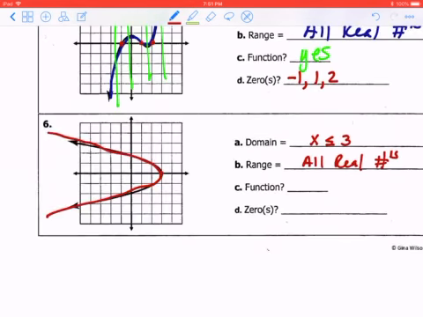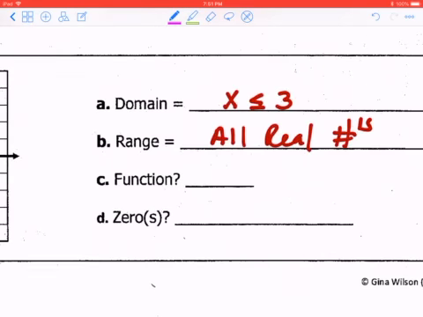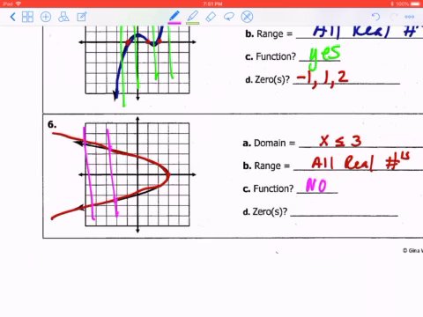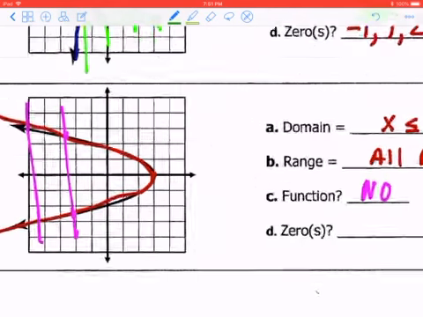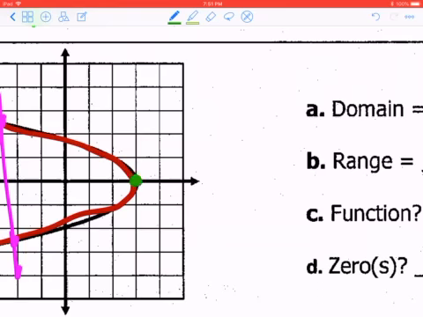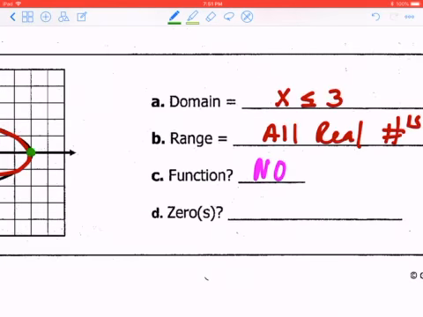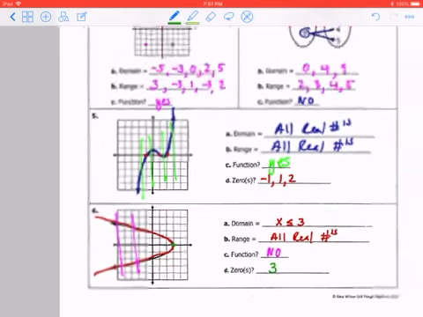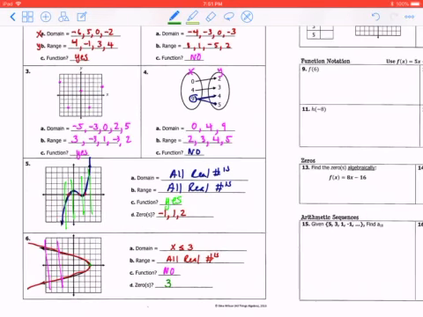Then to decide if it's a function, again, I'm going to draw vertical lines, and now I notice that it touches twice, so therefore not a function. And it only has a zero once, right here, where it touches the x-axis at 3. Alright, this is video 1 of our review.